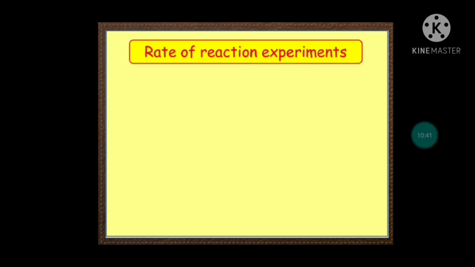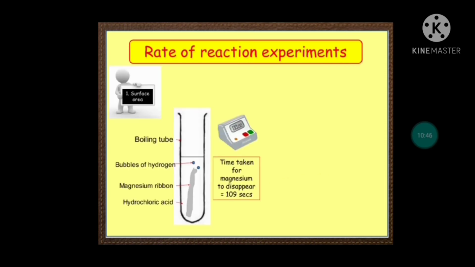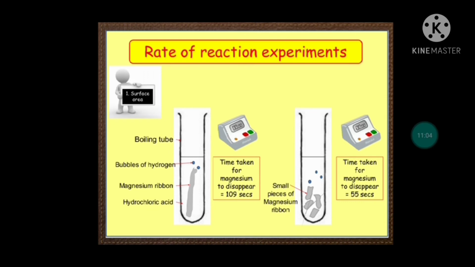We have a few experiments that explain these factors. For example, surface area. We have a boiling tube with a magnesium ribbon and hydrochloric acid. The time taken for the magnesium to disappear is 109 seconds. Let us see another one. We have small pieces of magnesium ribbon. In that case, the time taken for the magnesium to disappear is just 55 seconds. In the first one it was 109 seconds, but in the second case it is 55 seconds.